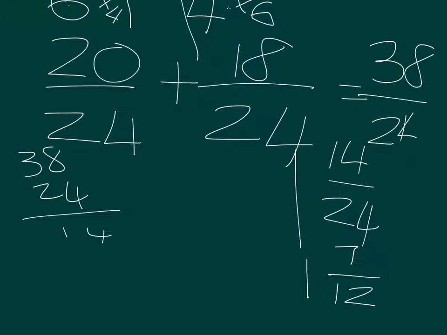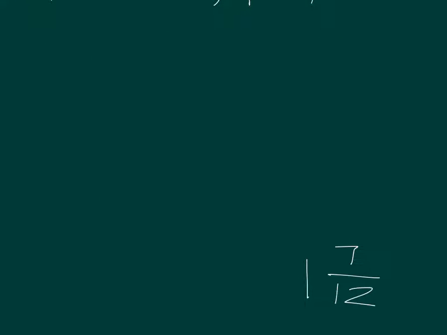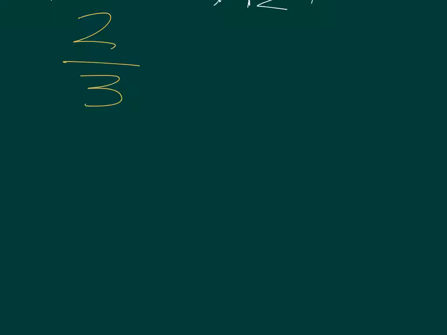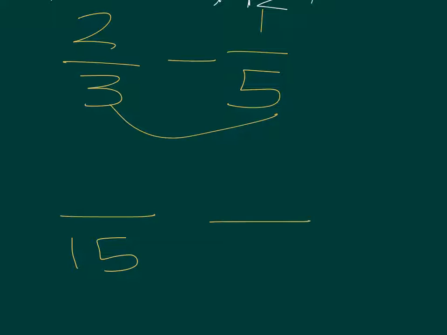Now we're going to see how to subtract. Same thing. Okay, let's do a different color. So we've got 2/3 take away 1/5. Same thing, we've got to have the same denominator. Multiply them together. So we've got 15, because 3 times 5 is 15. What did I do to that 3 to make it 15? I times it by 5, didn't I? So I have to times that by 5. 2 times 5 is 10.